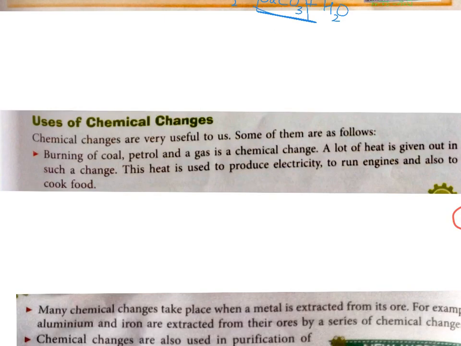Children, now let's take a look at uses of chemical changes. Chemical changes are very useful to us. Some of them are as follows. Burning of coal, petrol, and gas is a chemical change. A lot of heat is given out in such a change. This heat is used to produce electricity, to run engines, and also to cook food. So we can say that burning of coal, petrol, and gas results in production of energy.